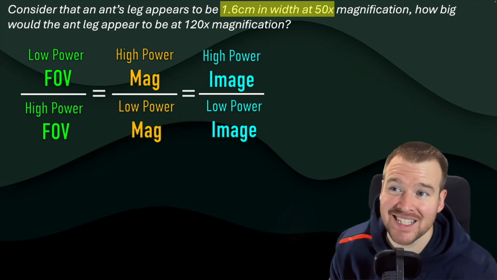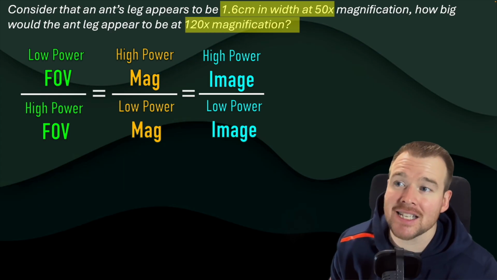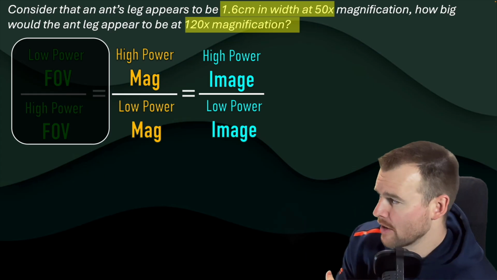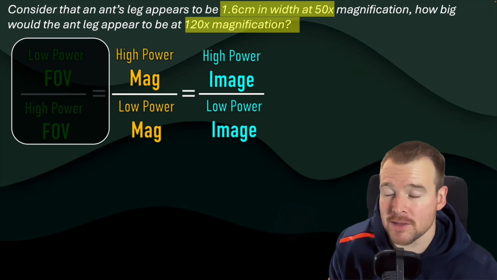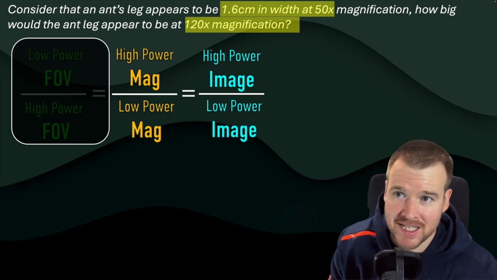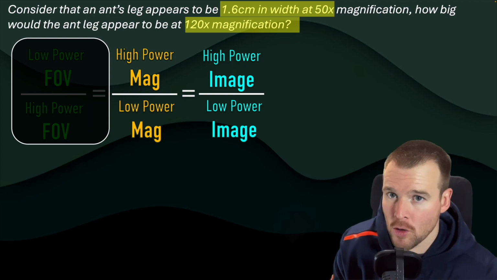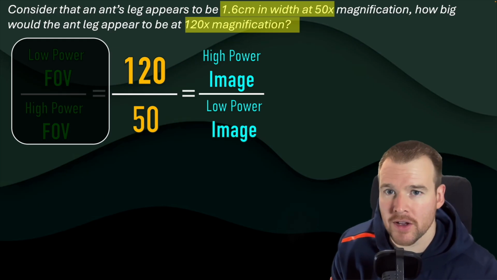I have a 1.6 centimeter width, that's the size of it, at 50 times. And it's asking how big is it at 120. This isn't saying anything about field of view, so let's block out field of view. Now I just have to figure out where those numbers go into my equation. Let's start with the high and low power. It looks like we're at 50 times and then zoom into 120 times. So 50 times is low power, 120 times is high power. Let's fill that in, 120 over 50.